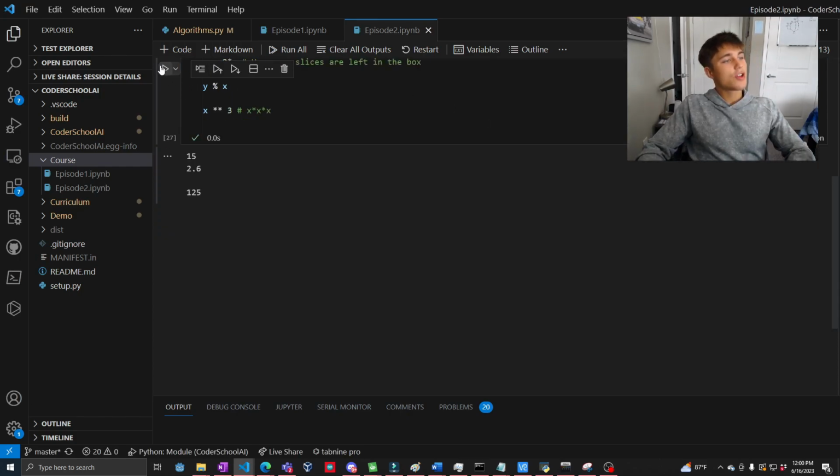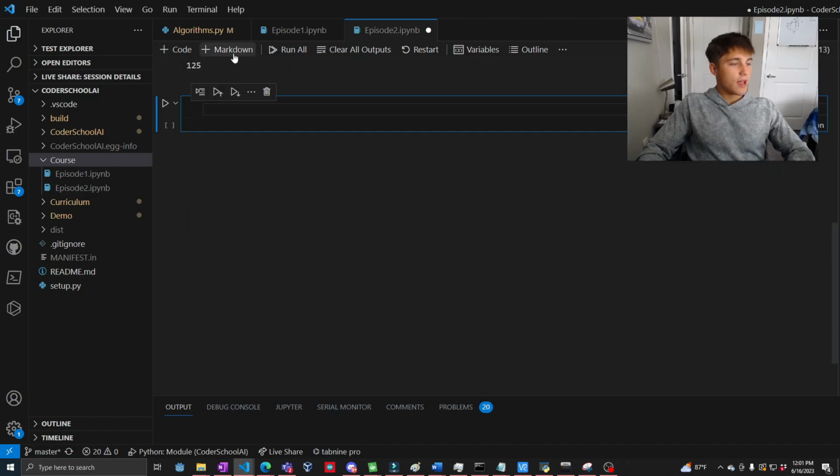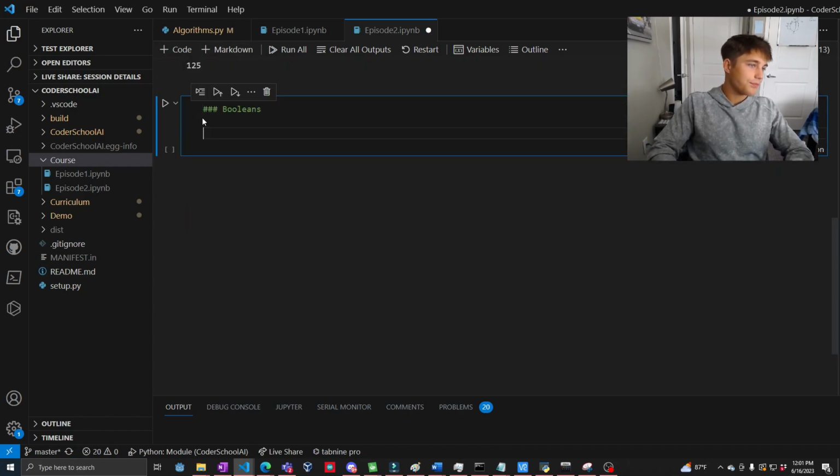Okay, so let's create a new markdown and just say booleans. Now, what is a boolean again? We kind of said it is just a question that you're posing to the computer, right? Let's say I have x is equal to 6.